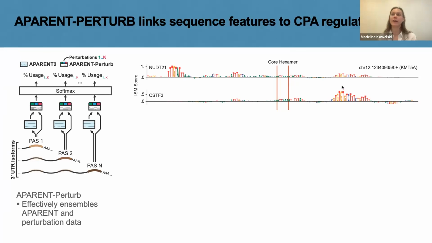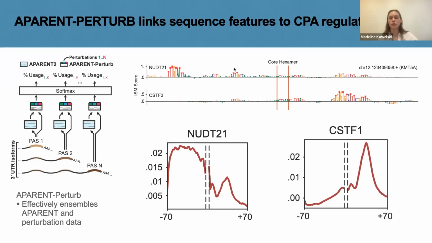Similarly, we also identified this downstream element, which is a known binding partner of CSTF, and we identified this as more prominent in our CSTF predictions. In addition to individual sequence features, we can also look at regions relative to the cleavage site. We found that for NUD-D21, this upstream region was more important, whereas for CSTF perturbation, there's this strong peak at the distal sequence elements, but the upstream region doesn't appear to be as important.